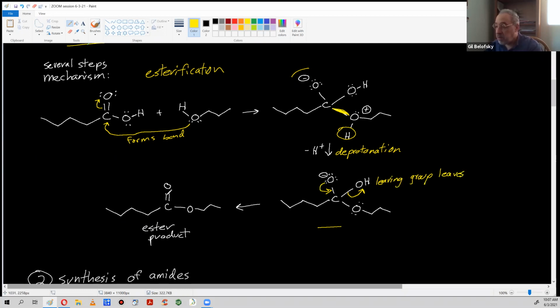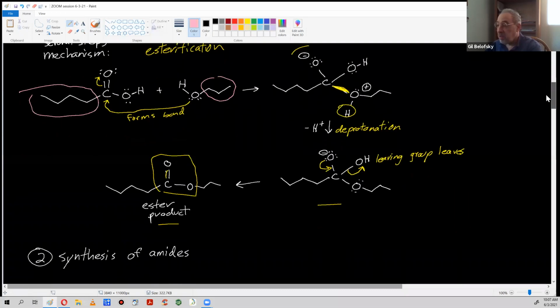This reforms the carbonyl group here, reforming that bond. And there's our ester product, see the ester group. So it's easy to imagine that if you vary any of these groups hanging off either side, you can create a whole bunch of different esters, basically an infinite variety. Literally an infinite variety, I should say.